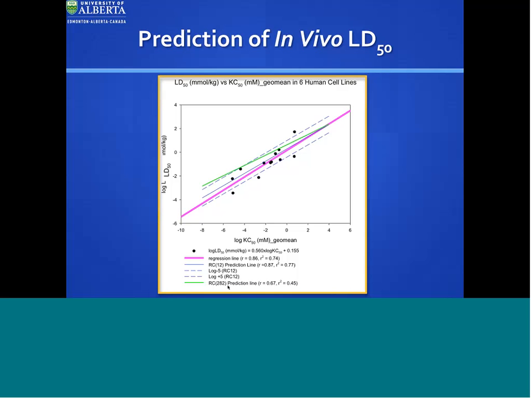Dorothy has demonstrated that the toxic response is different in the various cell lines. Here we have a bar graph representing the response in five different cell types. You can see that some cell lines are more sensitive than others in terms of the toxic response.